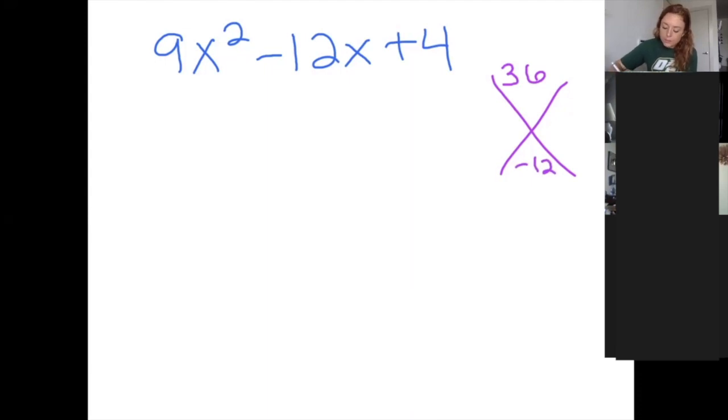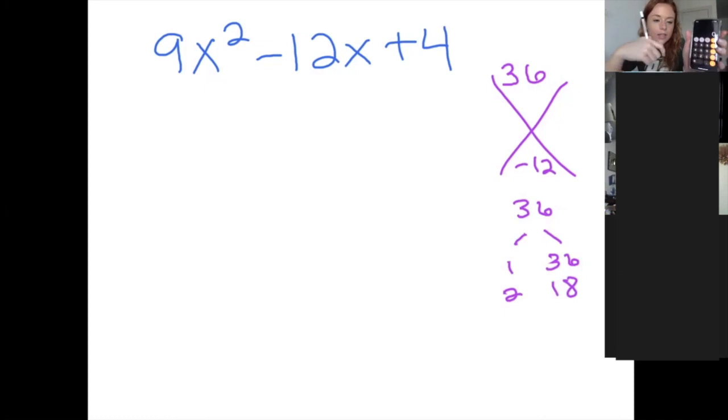So then I'm going to break apart my 36, and because it's a positive 36, I'm going to find the numbers that add to give me 12. So 36, I have 1 and 36, 2 and what? I'm breaking apart 36, finding the factors. 1 and 36, 2 and 18. Remember, you can always check your factors.